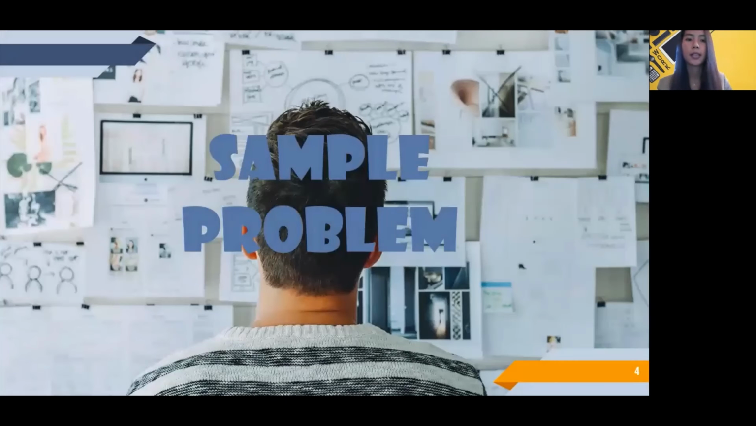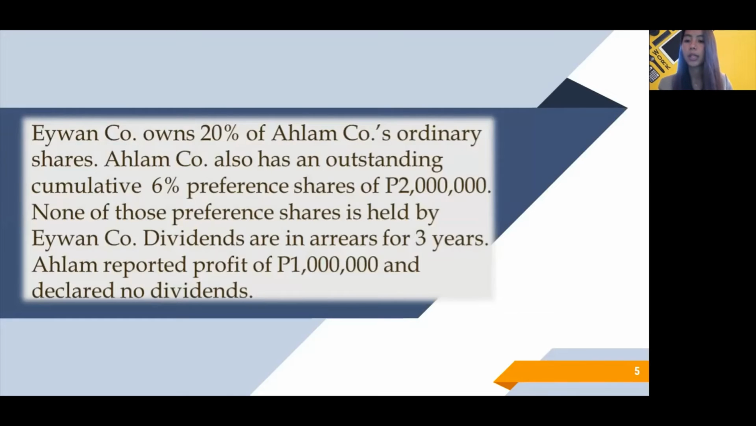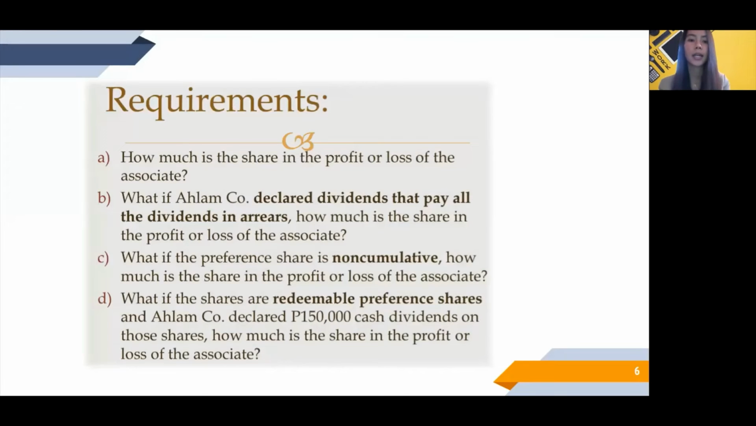So ayun, next. So here is a sample problem to make you more familiar doon sa tatlo kanina na nabanggit ko. So A1 ko owns 20% of Alam Co's ordinary shares. Alam ko also has an outstanding cumulative 6% preference shares of 2 million pesos. None of those preference shares is held by A1 ko. Dividends are in arrears for 3 years. And Alam ko reported profit of 1 million and declared no dividends. So these are the 4 requirements na kailangan nating i-compute.